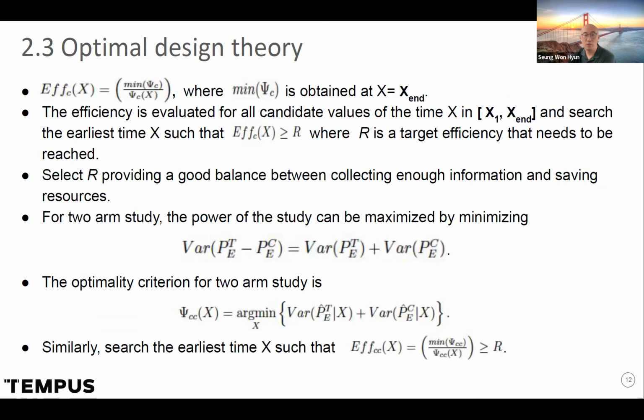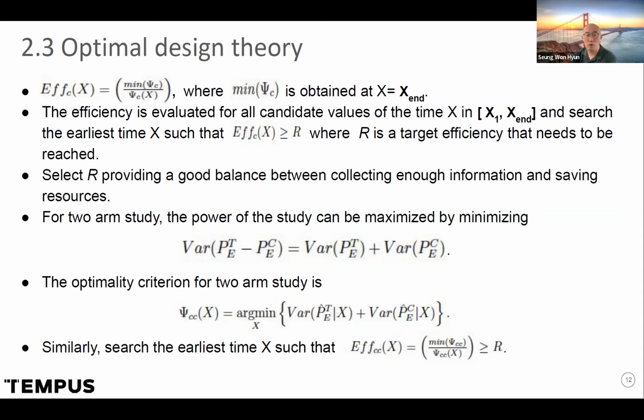Okay, so in order to measure the variance at the interim timing compared to the minimum variance that can be obtained at the end of trial, we use efficiency based on the optimal design theory. So here, first, let's show the efficiency at the interim timing X. That's the ratio between the minimum variance and the variance of the primary endpoint that can be obtained at the interim timing X. Again, the minimum variance can be obtained at the end of follow-up.